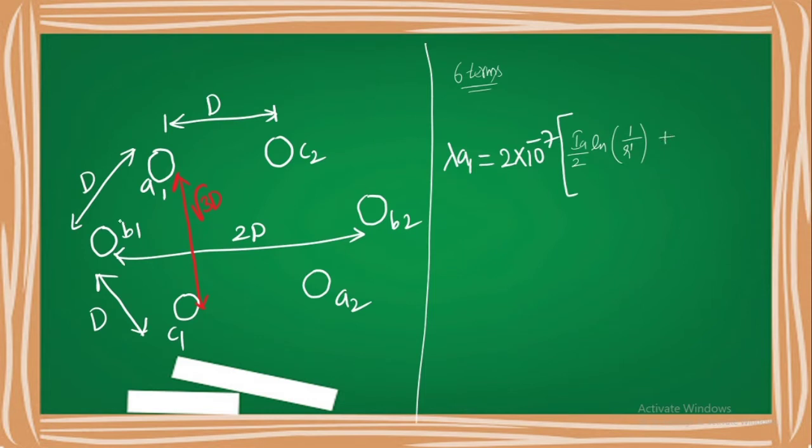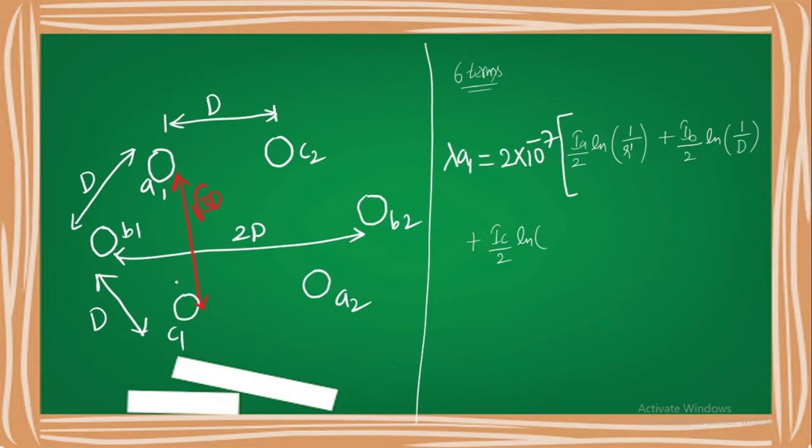Plus, now we need to know this current. What is this current? It is half of the phase B current. So it is IB by 2 ln of, what is the distance from B1 to A1? D. So ln of 1 by D. Similarly, plus, what is this current? The current flowing through the conductor C1 is half of the phase current IC. So it is IC by 2 ln of, what is the distance from C1 to A1?